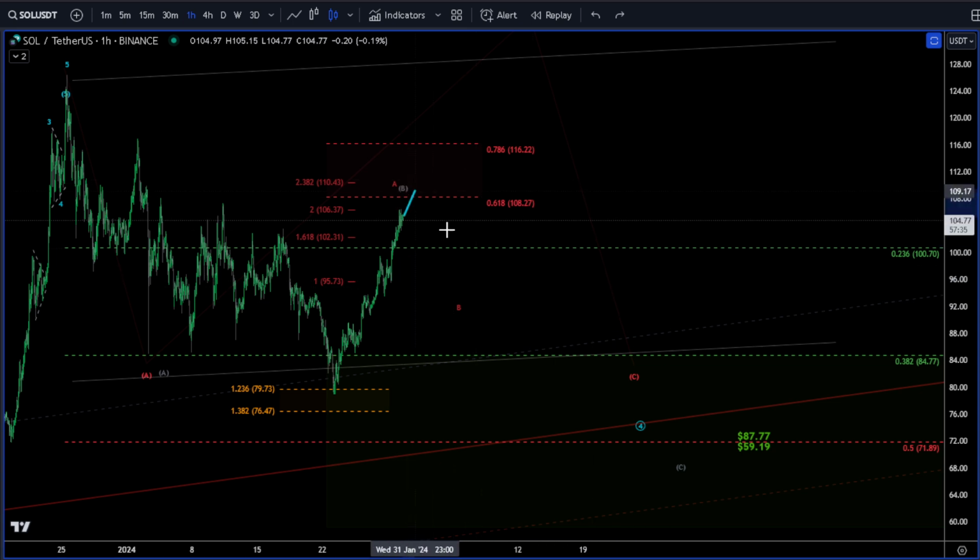This can come up as high as 108 to hit the 618, and our standard targets at the 200 to the 2.382. We'll have to wait and see what happens after that fact to get probabilities on our side.